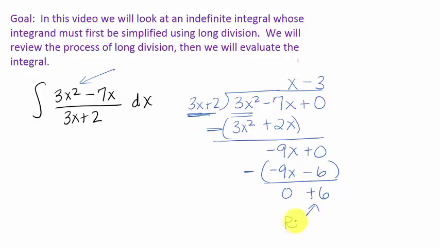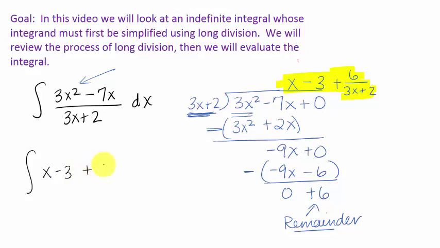This is our remainder. Now remember from the previous example we did, the remainder still needs to get divided by this 3x plus 2. So we are going to add that on. That 6 still needs to get divided by 3x plus 2. So we have divided our rational expression. This is our result. So now I can rewrite this integral as the integral of x minus 3 plus 6 divided by 3x plus 2 dx. And this is a lot easier to integrate.